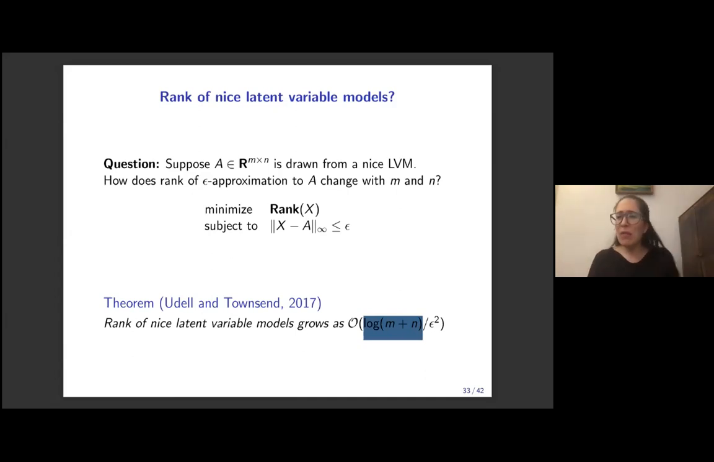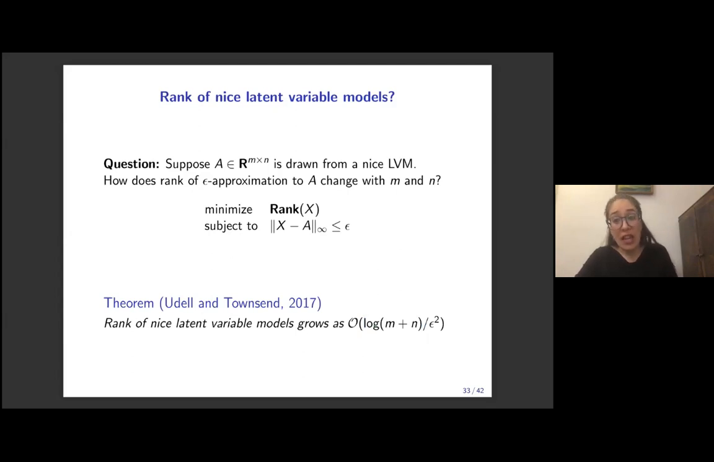Remember the naive bound for rank: any matrix has rank that's less than or equal to the minimum of the number of rows or the number of columns. So the naive bound grows linearly in min of m and n. But here, the rank grows as the log of the number of rows plus the number of columns. So as your data table gets really, really big, as long as it stays kind of square, this is going to look much smaller than the naive bound of min of m and n.